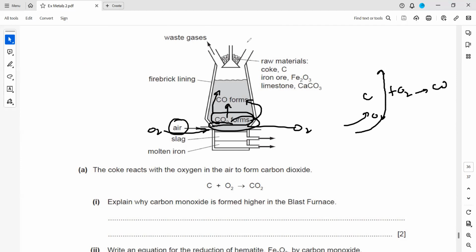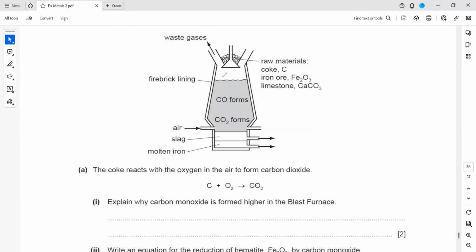So when we compare the percentage of oxygen in the furnace at the top and at the bottom, we find that the oxygen percentage is high at the bottom because air is supplied from the bottom, and the percentage of oxygen is less at the top. So why is carbon monoxide formed higher in the blast furnace? We'll mention the air added to the furnace from the bottom.